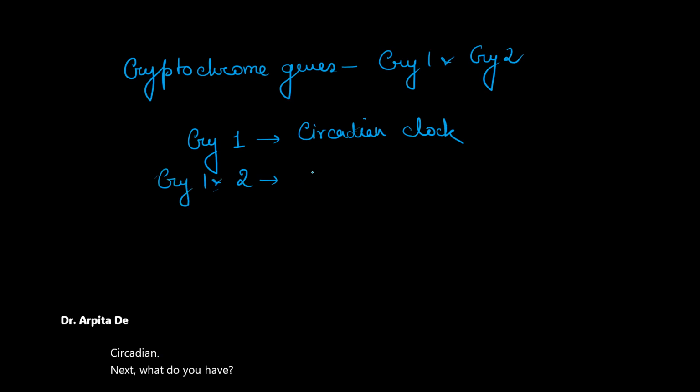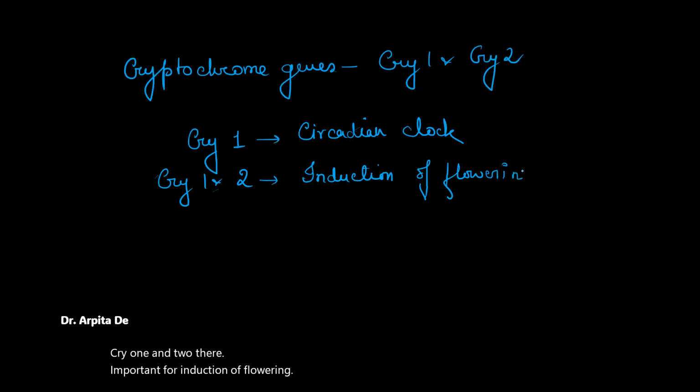Next, what do you have? Cry1 and 2, they are important for induction of flowering. Right? Cry1 and 3, these are light stable.